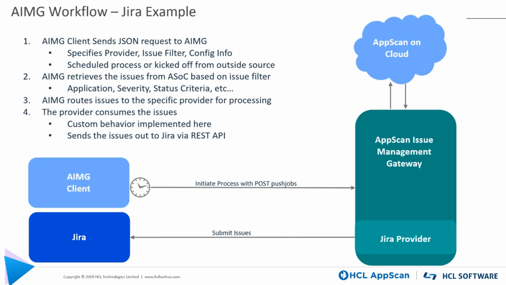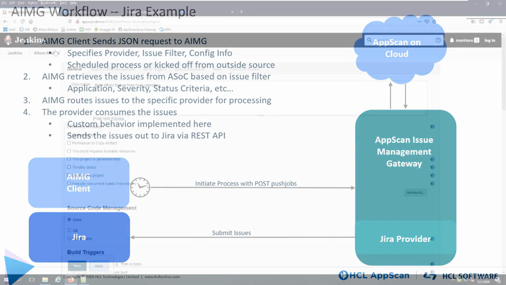The AppScan Issue Management Gateway service retrieves those issues from ASOC based on the filter provided and gets all the information and routes that data to the provider. In my case, it'll be Jira.